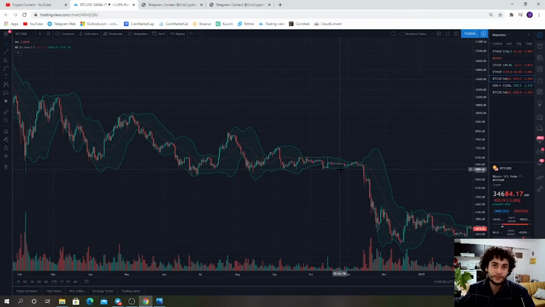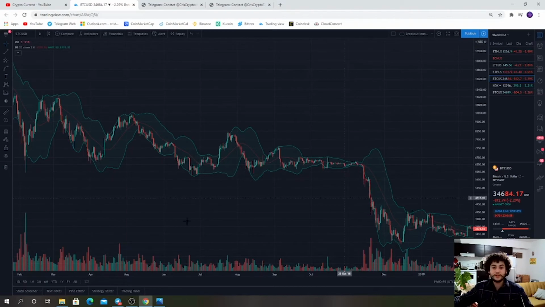If you see an asset that's really low on the volatility with a squeezing Bollinger Band, then you could position yourself to say, okay, if it drops below this level, then I'll go ahead and open a short. If it goes above this level, I'll open a long, etc.